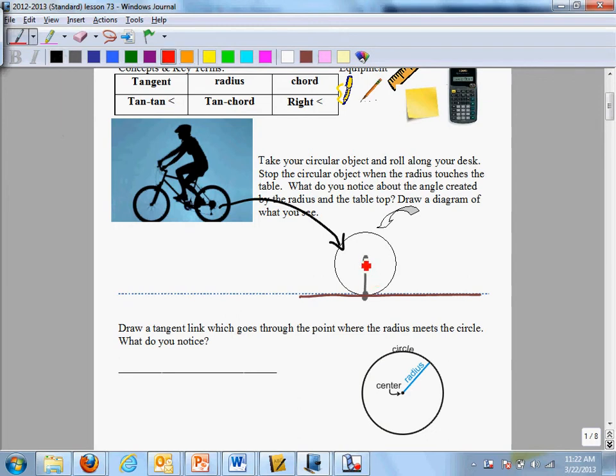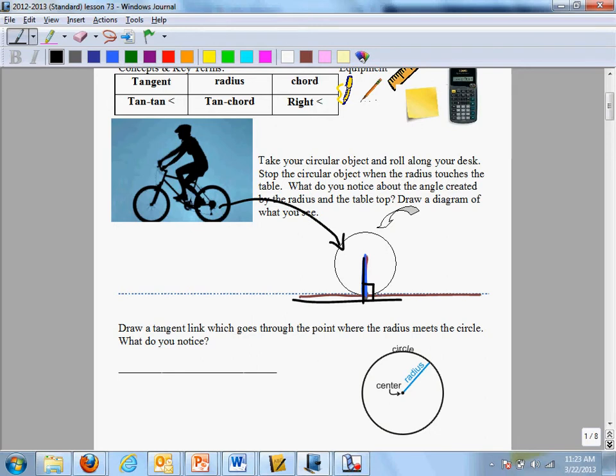Ready? I'd like you to trace the spoke, please. Trace the spoke. Trace the ground. One more time. Trace the spoke. Trace the ground. What kind of angle's going on there, guys? When that spoke hits the ground, automatically it makes a right angle. The tangent is the tabletop.